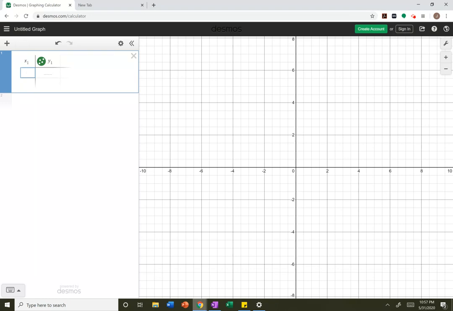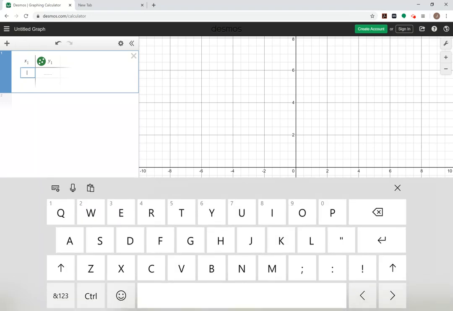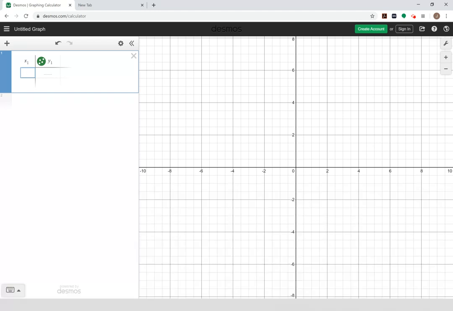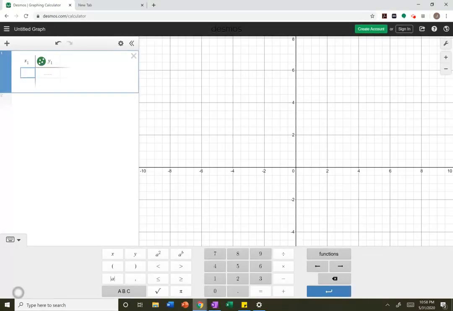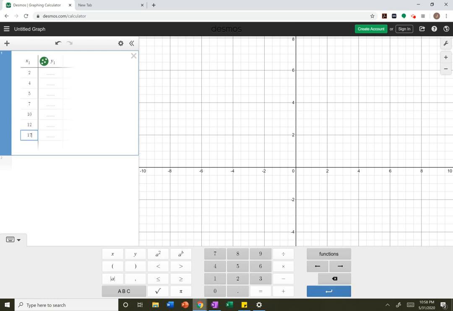So in my X column, I'm going to type in all these study hours. I want the Desmos keyboard. There it is. 2, enter. 4, enter. 5, I'm going down the column, typing in all those X values. 12, 17, 19, and 20. So those are the X values. Now I'm going to do the Y values. They have to match up. You can't do a random order.